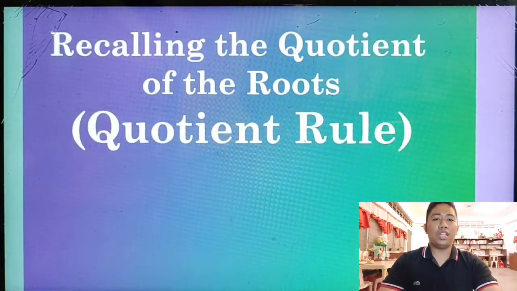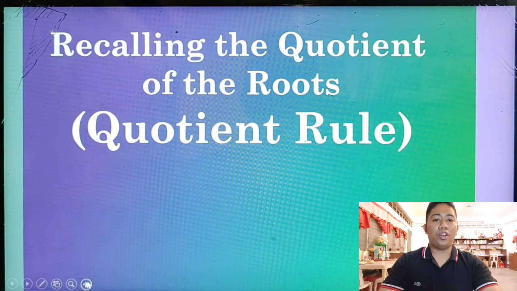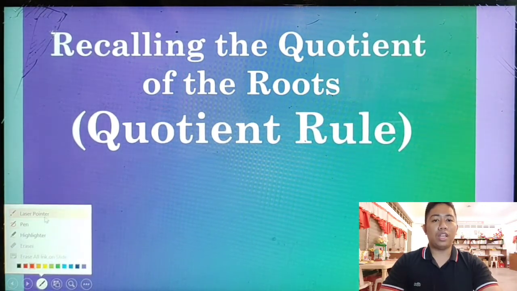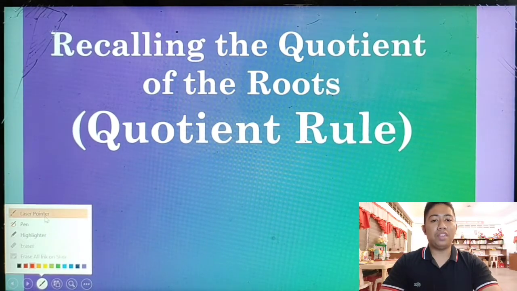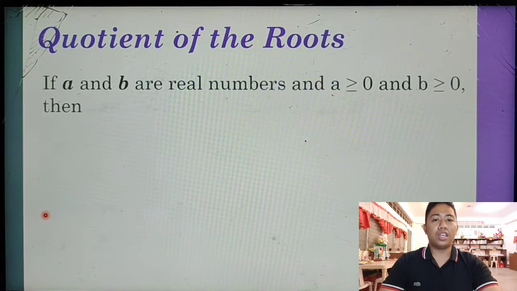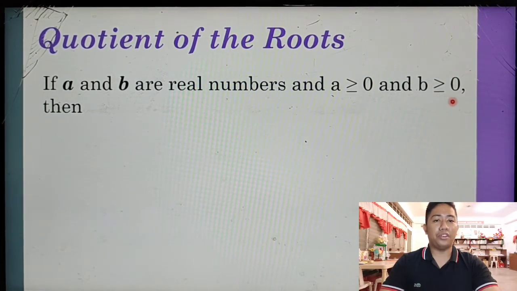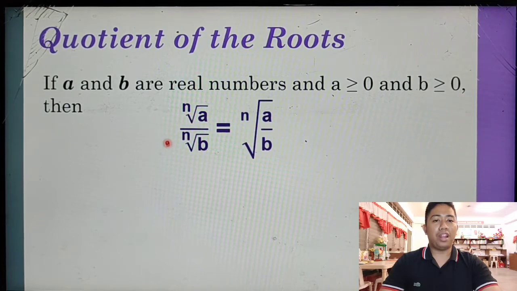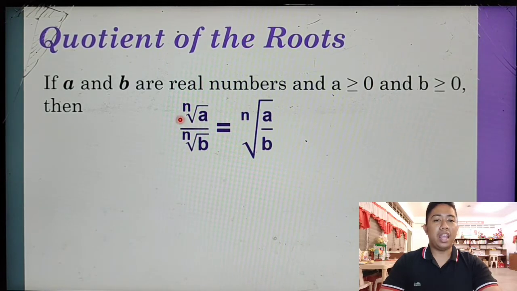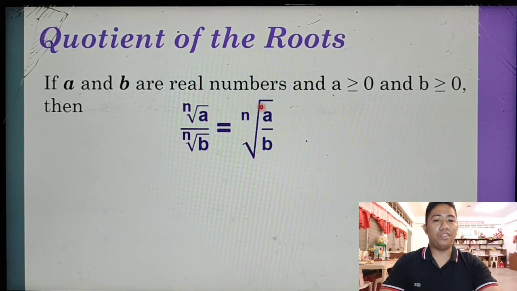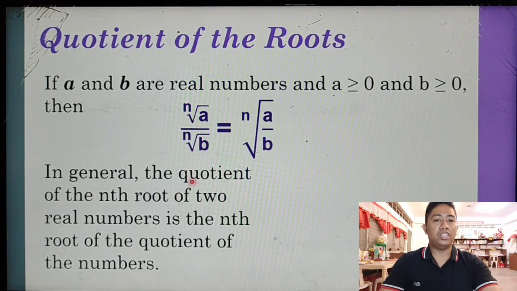Today, let us recall the quotient of the roots, what we call the quotient rule. We have already discussed that in the previous video. The quotient of the roots states that if a and b are real numbers, where a is greater than or equal to 0 and b is greater than 0, then the nth root of a over the nth root of b is equal to the nth root of a over b. In general, the quotient of the principal nth roots of two real numbers is the nth root of the quotient of the numbers.